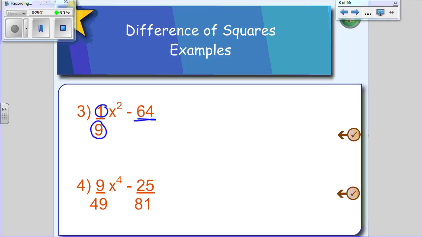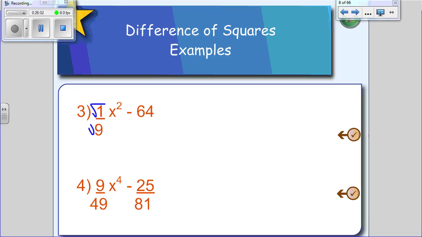Last, you need to ask yourself, do I have perfect square variables? Meaning all my variables have even exponents? Yes, they do. So we can do a difference of squares on this thing. When you do a difference of squares, you're square rooting each term. So that means you square root the 1, the 9, and the x squared. Do each of them individually, and that might help you visualize what you're doing here.